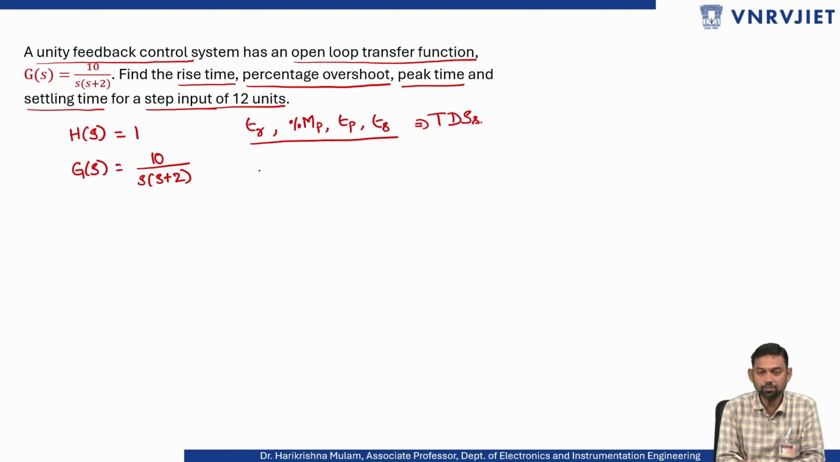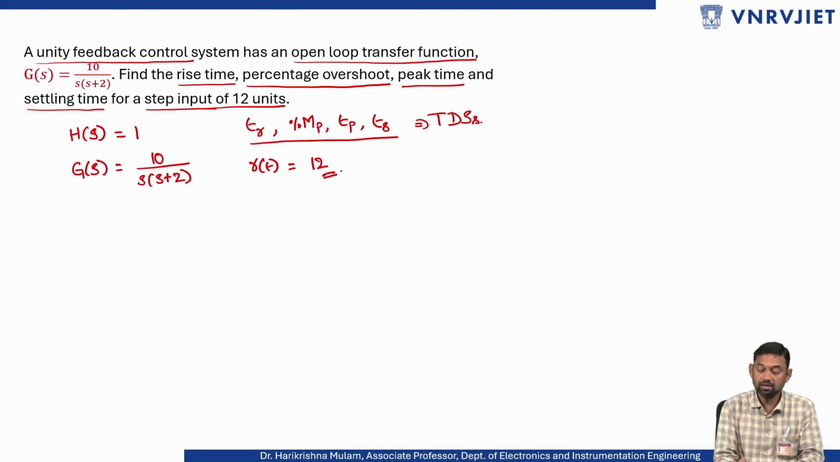So far, in the previous problems, we had a unit step input. Therefore, the input r(t) was written as 1. Whereas here, the step input is of magnitude 12 units. Therefore, r(t) is equal to 12.